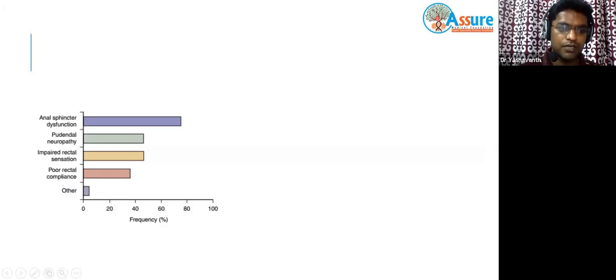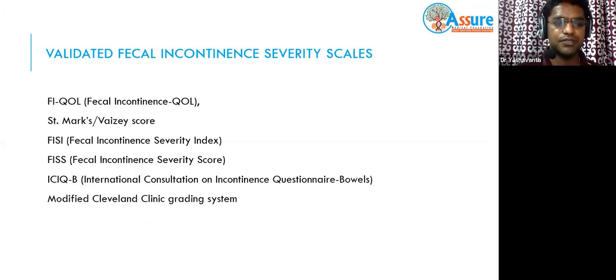So the most common cause is anal sphincter dysfunction seen in the elderly. They can overlap, and that accounts for nearly 70% of these. And to assess the severity of incontinence, you have various scales. This you can keep a screenshot. Fecal incontinence scent marks, fecal incontinence severity index, fecal incontinence severity score, all this.